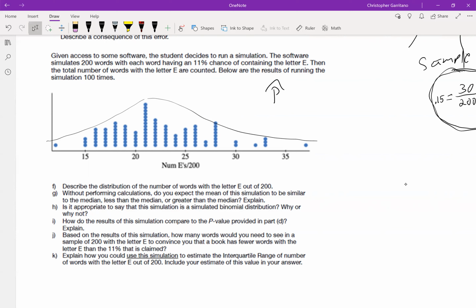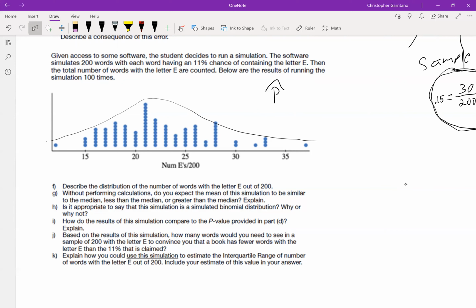G, without performing calculations. So part G, you would answer depending on how you answered part F. If you said that this distribution of sample proportions is slightly skewed right, then the mean would be greater than the median, right? Because the median is a resistant measure, and it would not be attracted to the tail like the mean is. However, if you said that this distribution of sample proportions is nearly symmetric, then you'd say that the mean and the median are approximately the same.